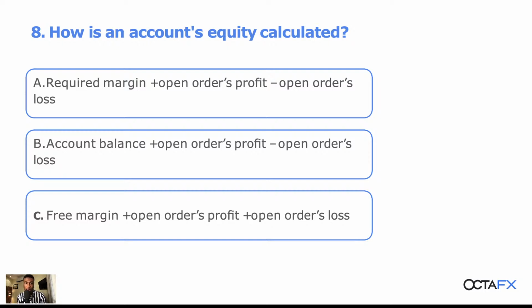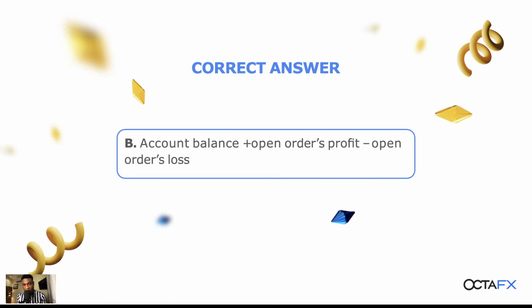So if your account balance is $100 and you're in profit of $20, then your equity is going to be your account balance plus your profit, which is going to be $120, right? If your account balance is $100 and you're in a $10 loss, your equity is going to be your account balance, which is $100, minus $10. So your equity is going to be $90. That is why the answer to number 8 is B, account balance plus open orders profit minus open orders loss. Okay, let's move to number 9.